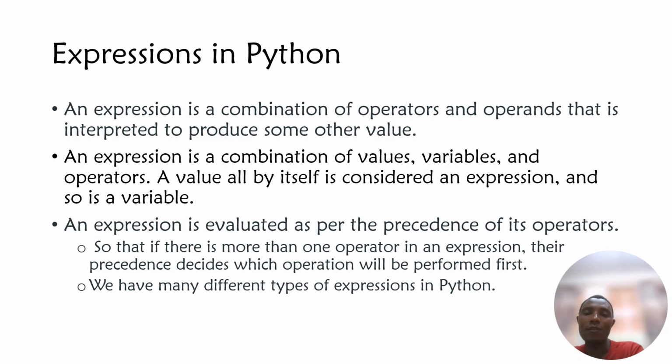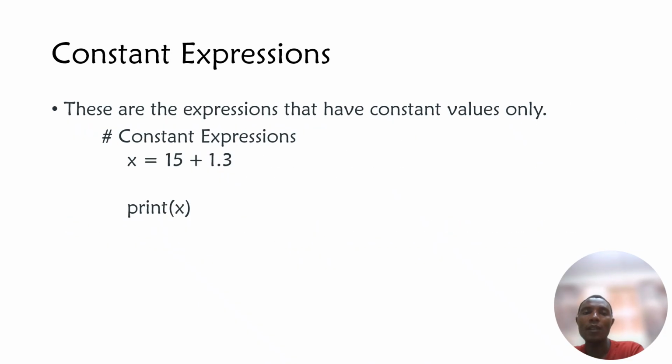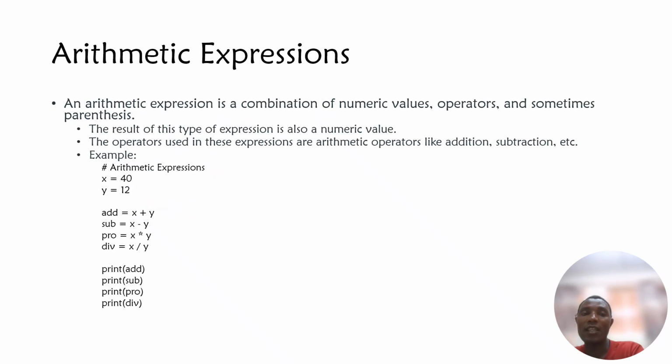We have many different types of expressions in Python. We also have constant expressions. These are expressions that have constant values only, they don't change. If you say x is equal to 15 plus 1, I think it can change at any time, because we are not seeing anything that mentions const, but I think you can assign it a value so that it could be used wherever you want, because it's not going to change.